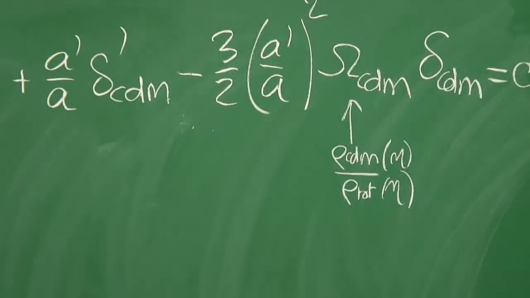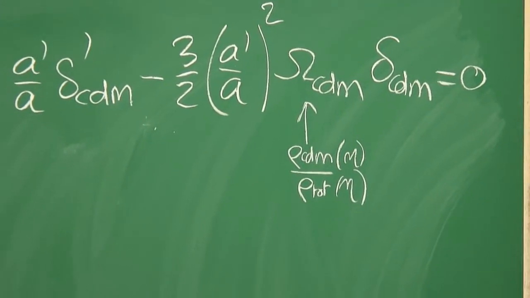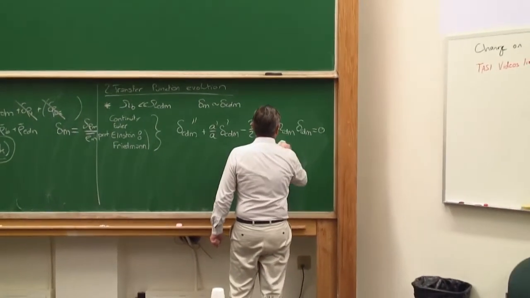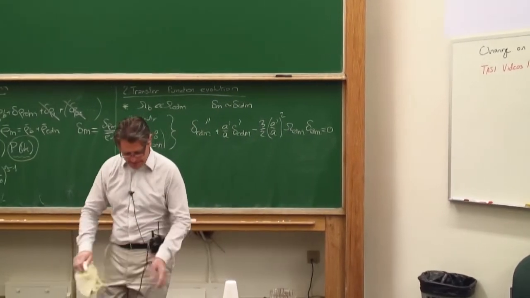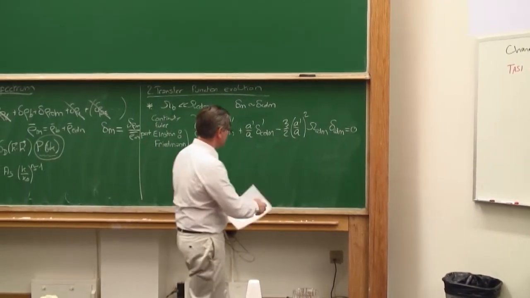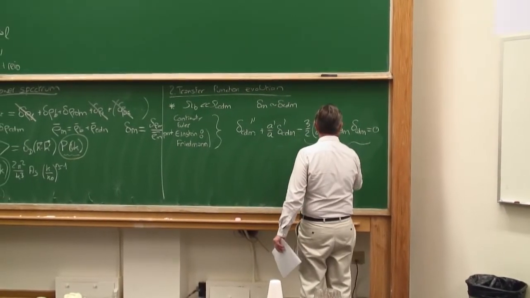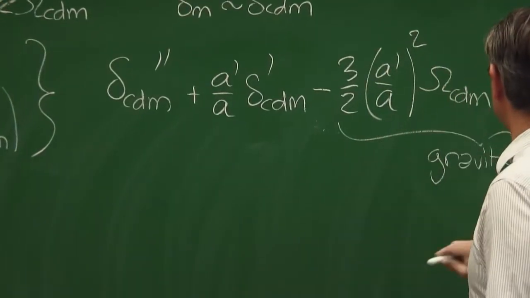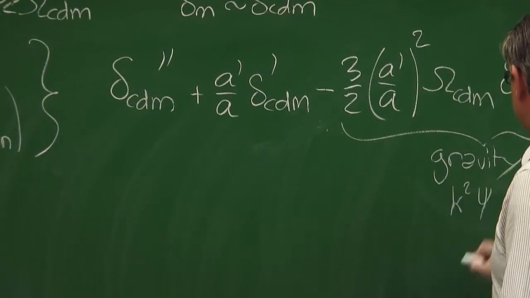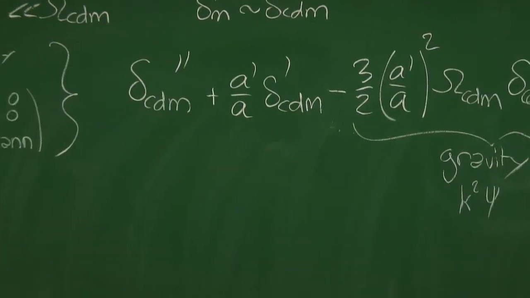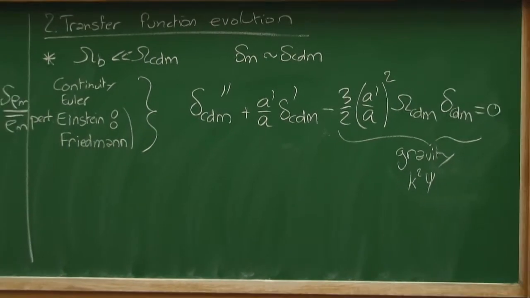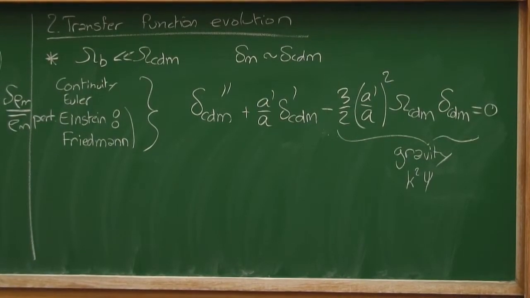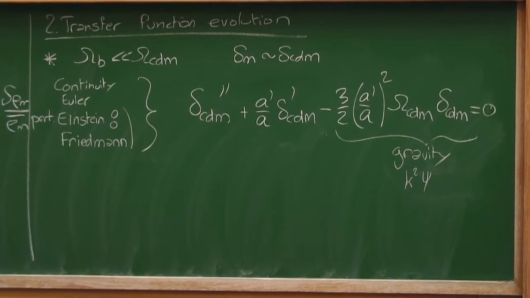Okay, this is the master equation for linear structure formation, and we can interpret these terms. The last term is simply the one describing gravitational clustering. So this is gravity. If you reproduce all these steps, you will see that this comes from k squared psi, the gradient of the Newtonian potential. So this is really the gravitational force. And it tends to enhance, of course, the density contrast of cold dark matter.